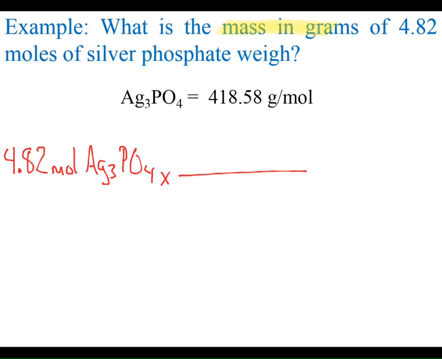Yes, mass in grams. So here's another little hint. Whenever you see mass in grams now, you should be thinking, oh, mass, what do I got to use? Molar mass. Whenever I see mass, I'm thinking molar mass. Whenever I see atoms, molecules, formula units, I'm thinking Avogadro's number. So, where do the moles go? Where do the grams go on this? Moles got to go on the bottom, right? So grams goes on top. So it's 418.58 grams per mole of silver phosphate, right?